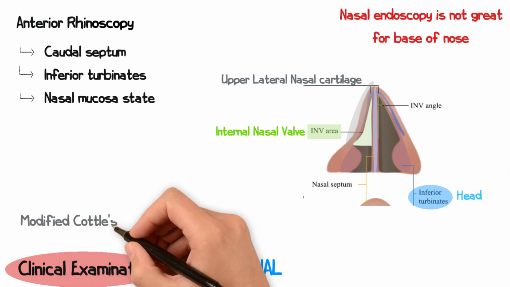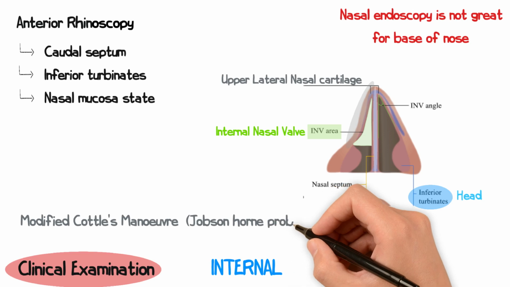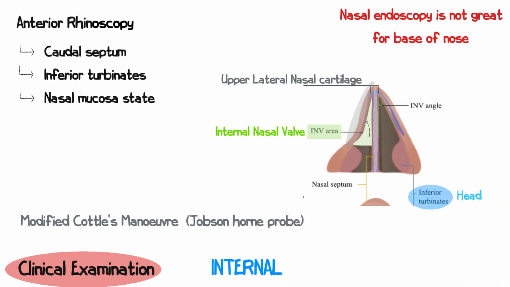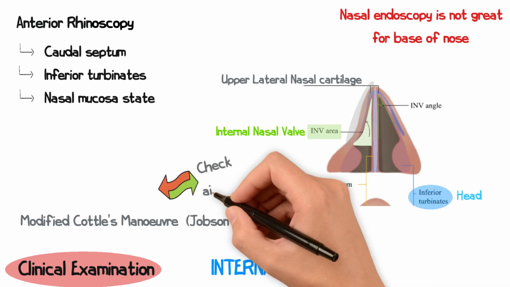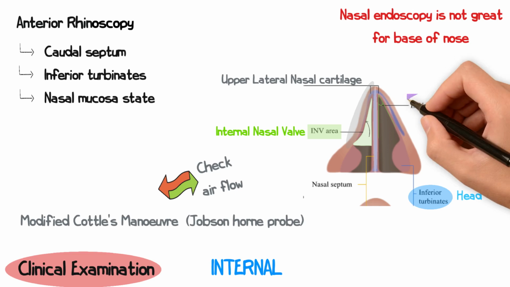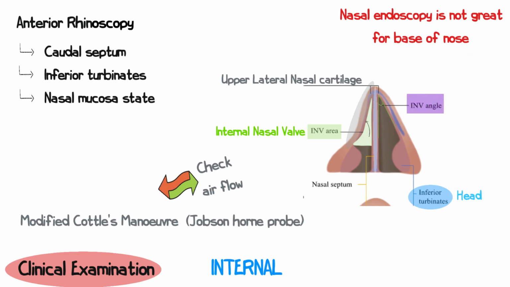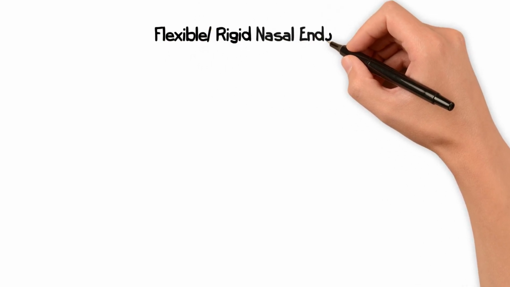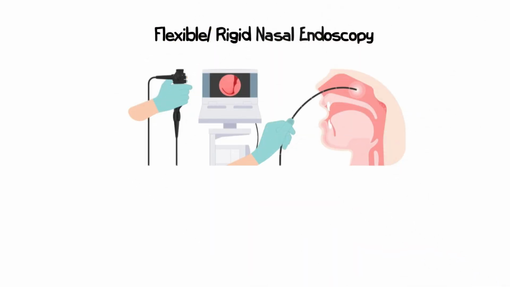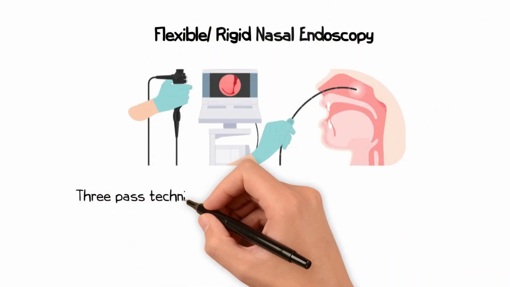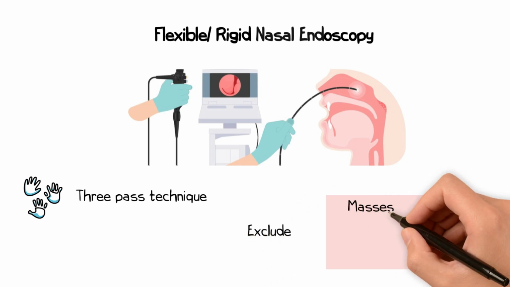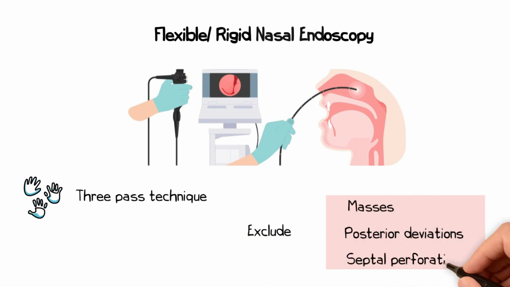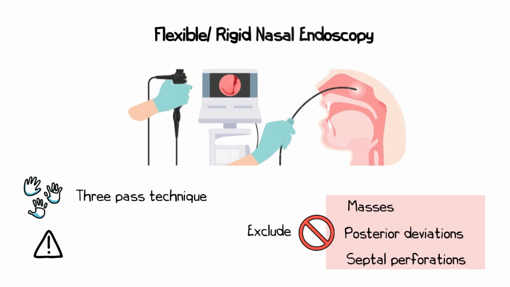Carry out a modified Cottle's maneuver here by using a Jobson horn probe to gently move the upper lateral cartilages to see if the airflow improves. Note that the ideal angle between the upper lateral cartilages and septum should be approximately 10 to 15 degrees. Next, flexible or rigid nasal endoscopy can be carried out using a 3-pass technique to exclude masses, posterior deviations, and septal perforations, particularly important if patients have undergone previous nasal surgery.